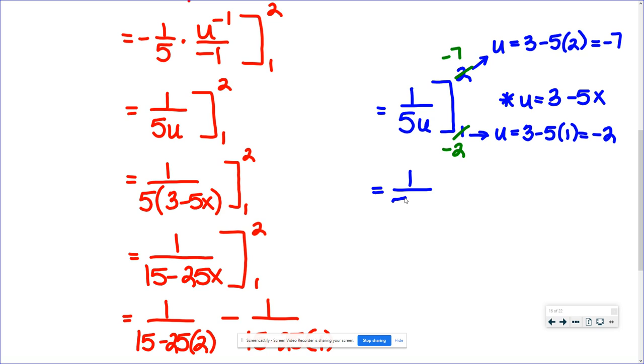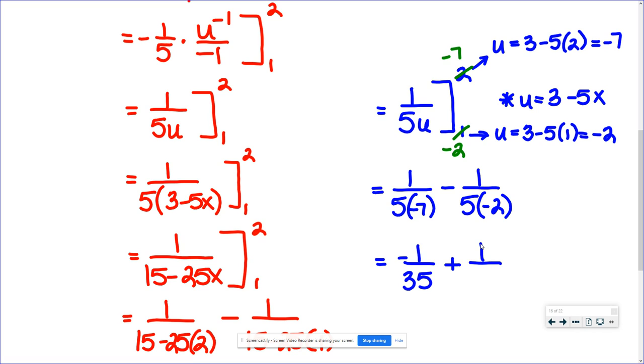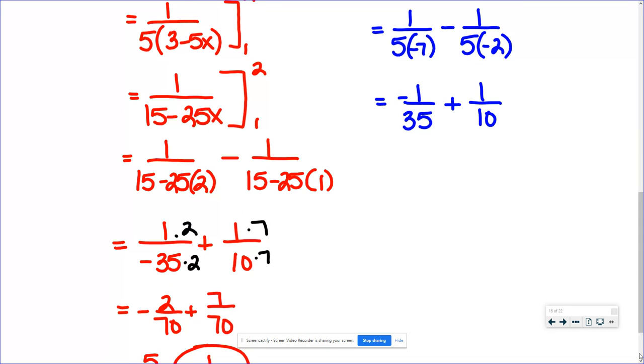So it would be plug in negative 7 first, plug in negative 2, and look what happens. You get negative 1 over 35 minus, actually it would be a double negative, so plus 1/10. It's the same darn thing we had over here, right? Still would get a common denominator and all that jazz, but I feel like the work is a little bit less if you take this approach, okay?